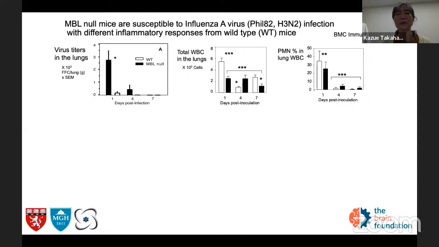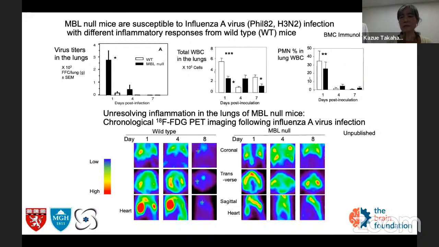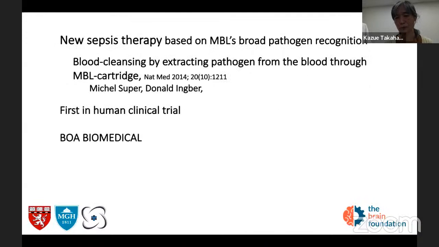And we also looked at part of the inflammatory response: white blood cells and percent of neutrophils. You can see in this response, these white cell numbers and neutrophil populations in Mbl null lungs were different from wild type. And I was drawn to imaging all the time. At this time, I had only FDG accessible, but I did chronological imaging post-infection at day 1, day 4, and day 8. The left panel shows wild type mice and the right panel shows Mbl null mice. By day 8, there was almost no signal in the wild type mice lungs, but you can see some FDG uptake activity in Mbl null mice. So again this supports that Mbl null mice have an aberrant inflammatory response.